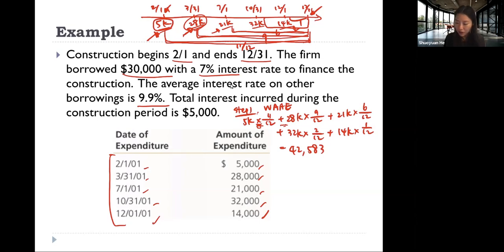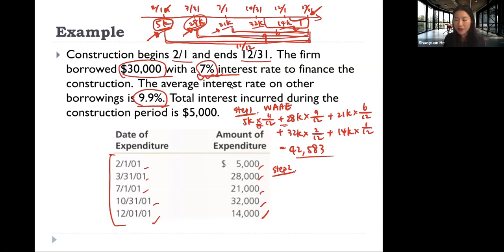So this is called weighted average accumulative expenditure. So that is step one. And step two is to compute avoidable interest. Avoidable interest, as we just mentioned, is the interest that can be avoided if the firm has not taken up this project.